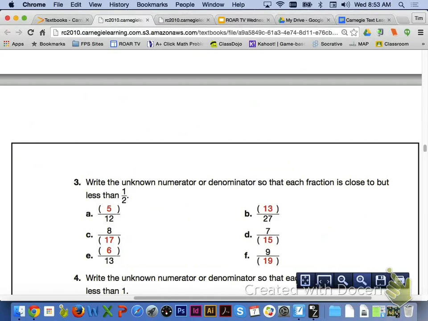For letter A, we should have 5/12, B 13/27, C 8/17, letter D 7/15, E 6/13, and letter F 9/19. All of those fractions are going to get you as close to but less than 1/2.